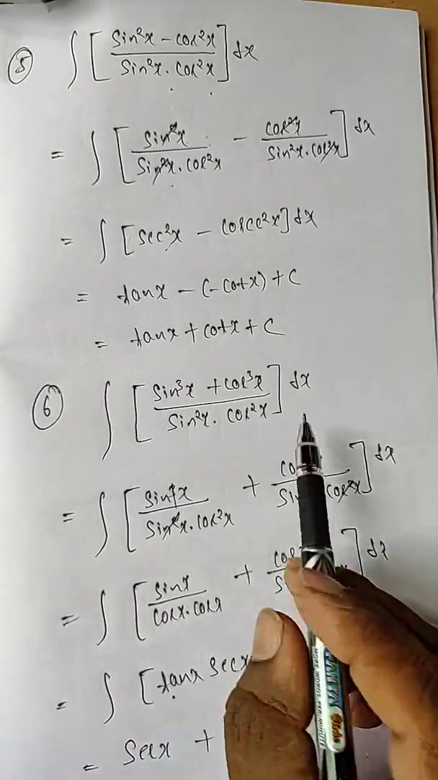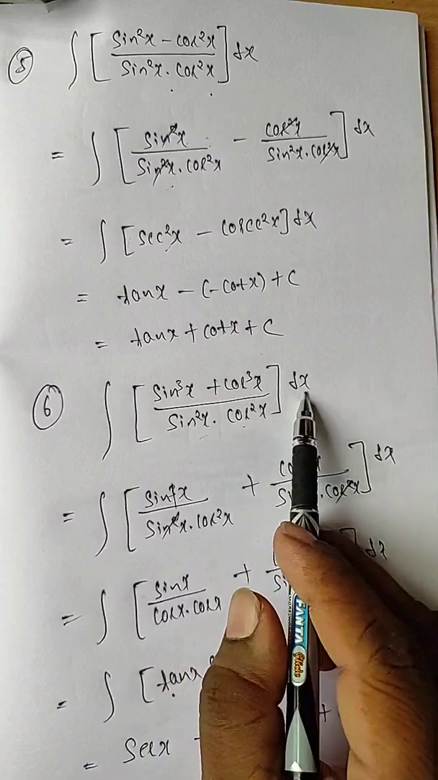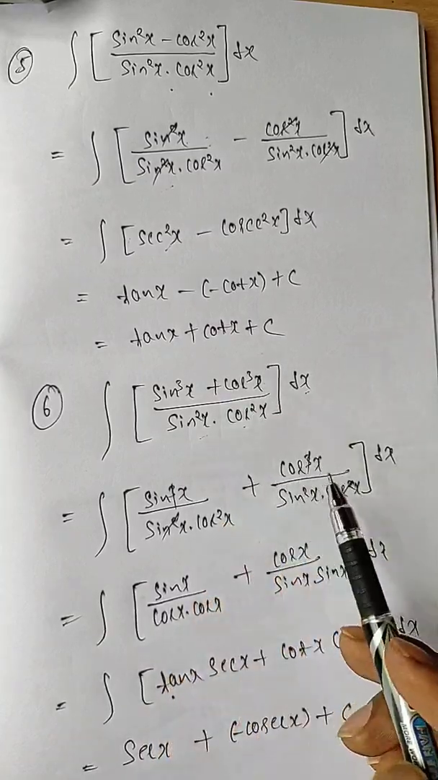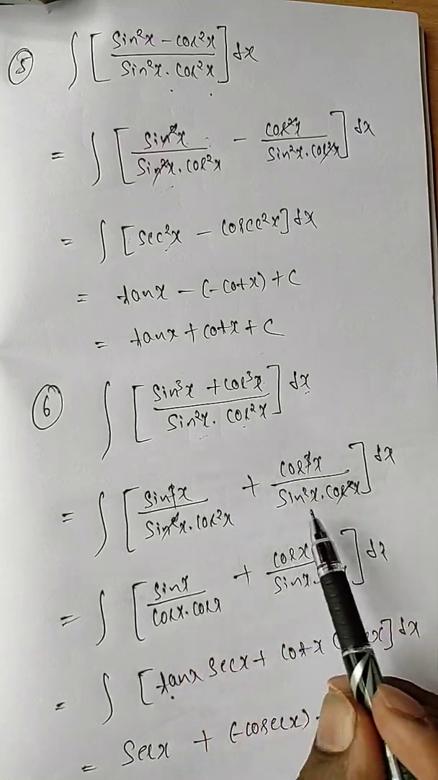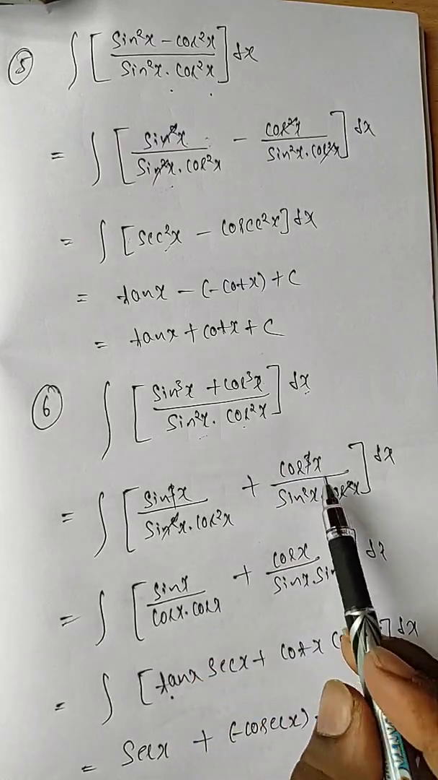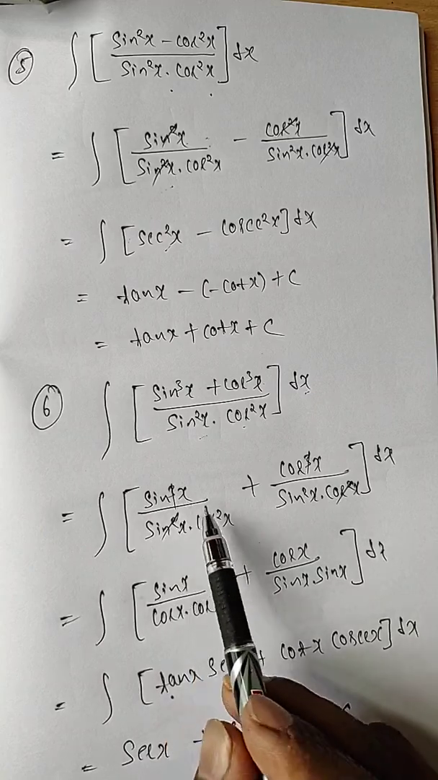So the integration of (sin cube x plus cos cube x) by (sin square x into cos square x) dx. If the numerator and denominator have the same function, divide the denominator into individual terms. So we are dividing the denominator into individual terms. Sin square x cancels, cos square x cancels. So we are left with sin x by cos square x.